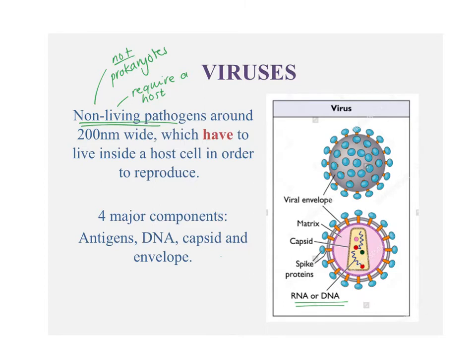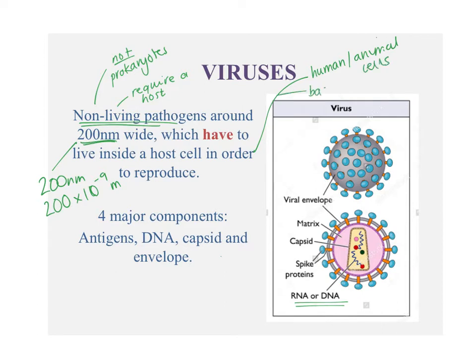So when we're thinking about size as well, the viruses are tiny. We're talking like 200 nanometers, which if you can remember back to our standard form lessons from the beginning of module 2, is 200 times 10 to the power of minus 9 meters. Very, very small. And they have to live inside a host to reproduce. As we said, they're not living, but sometimes the hosts are human cells or animal cells. But sometimes the host can be a bacterium.